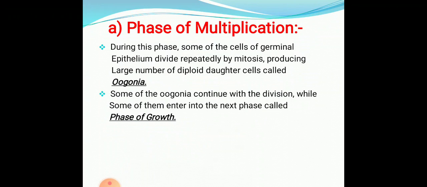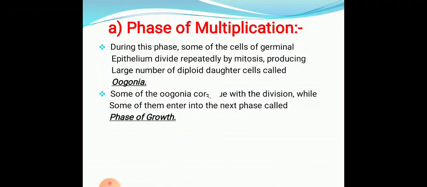Similar things happen here also. The germinal epithelial cells go on dividing, 2, 4, 8, repeatedly by the process of mitosis, and they produce a large number of diploid daughter cells, called oogonial cells or oogonia. Some of the oogonia continue with the division, while some of them enter into the next phase called the phase of growth. Type A, type B spermatogonia we said there; type B enter into the growth phase. Here also some oogonia continue to divide while some enter into the next phase, called the phase of growth.